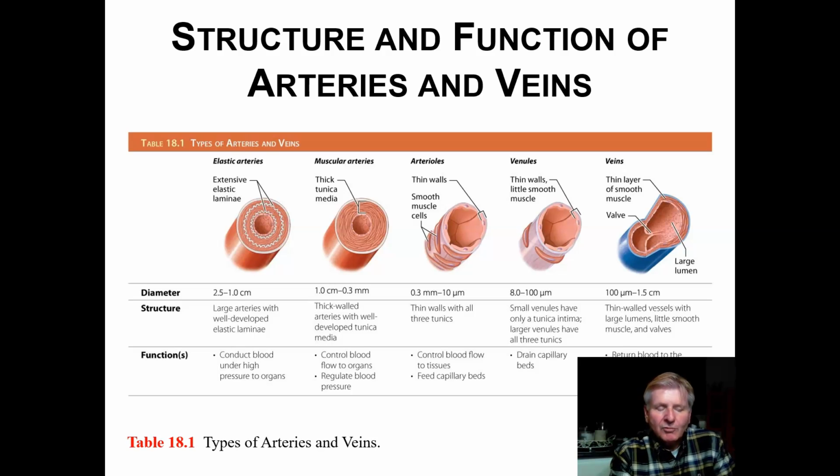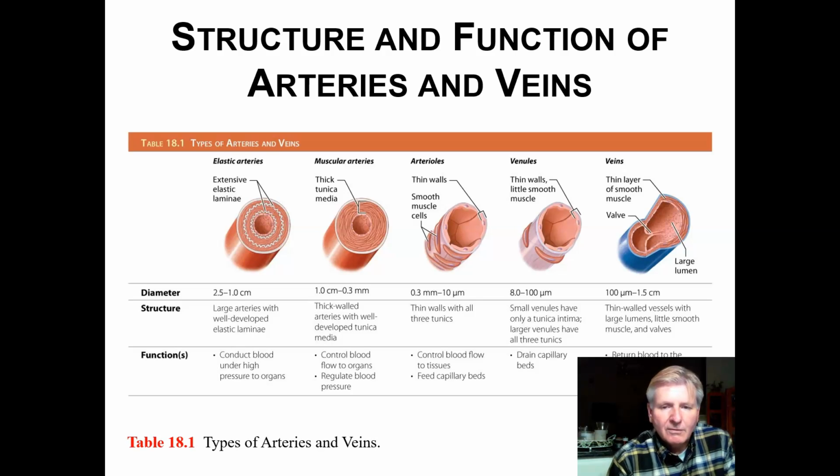And these are what control your blood flow to the organs and regulate your blood pressure. And then your arterioles, the smallest of your arteries, have very thin walls with all three layers. Okay, and they are the vessels that control blood flow to the tissues and feed the capillary beds.